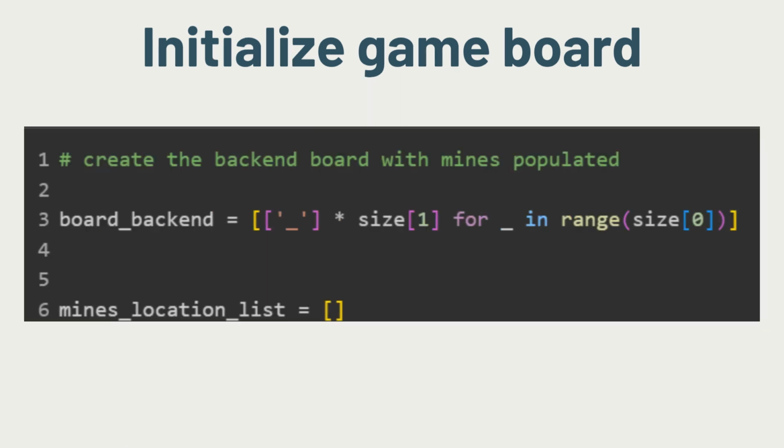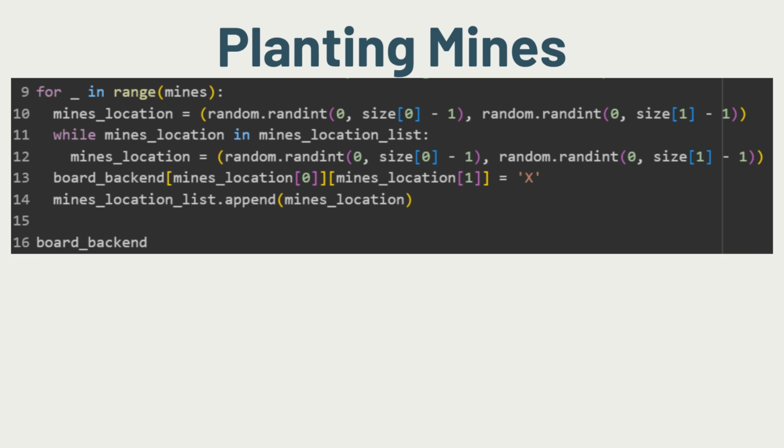Next, let's create the actual board environment with the mines and the numerical clues. We will create another variable for the back-end board, using the same list comprehension we have done for the front-end board. Then, we will plant the mines. We will create an empty list called mines location list first to store the coordinates of the mines. Then, we will loop through the range count of mines and randomize the coordinates of the mine. If the mine coordinates are already in the mines location list, we will randomize another set of coordinates.